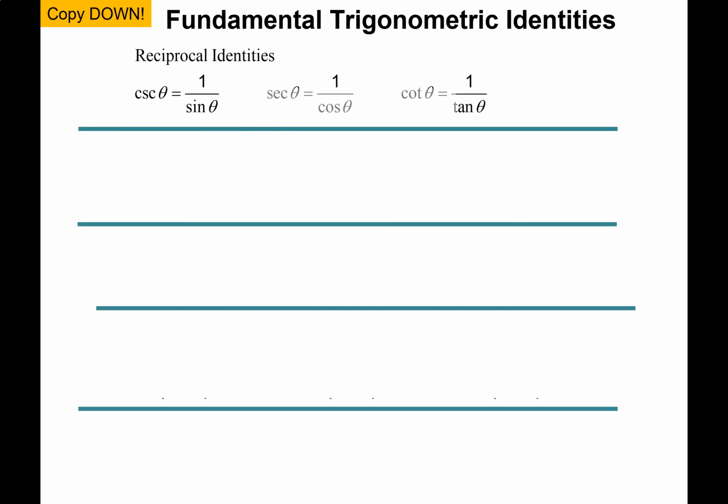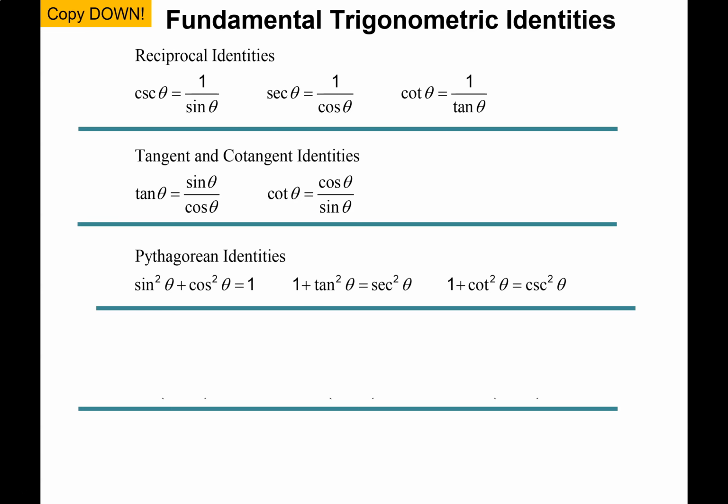Reciprocal identities. We've talked about these already. Cosecant theta, we know it's 1 over sine. Secant theta, we know that's 1 over cosine, cotangent, etc. Tangent and cotangent identities, we know that tangent is the same thing as sine over cosine. Cotangent is cosine over sine. Don't forget about those. Now we have some new identities.